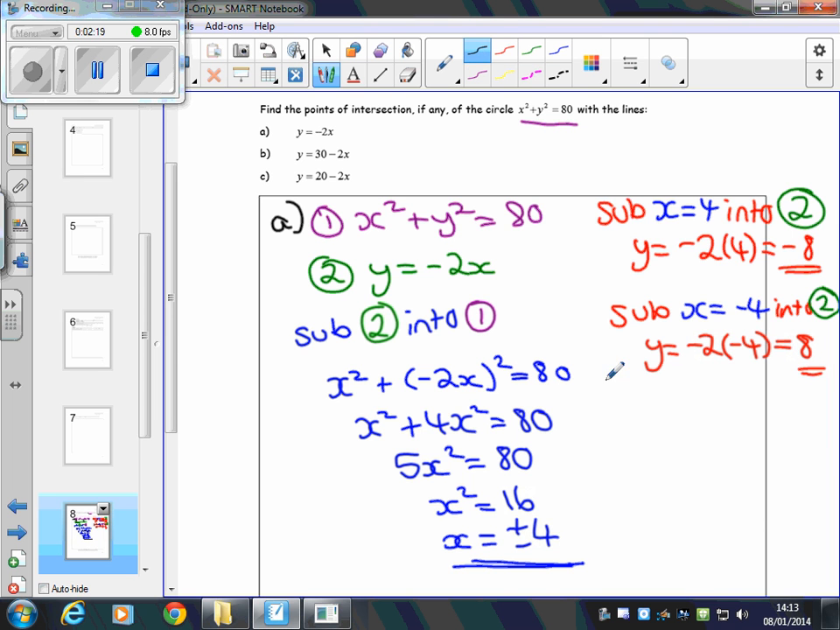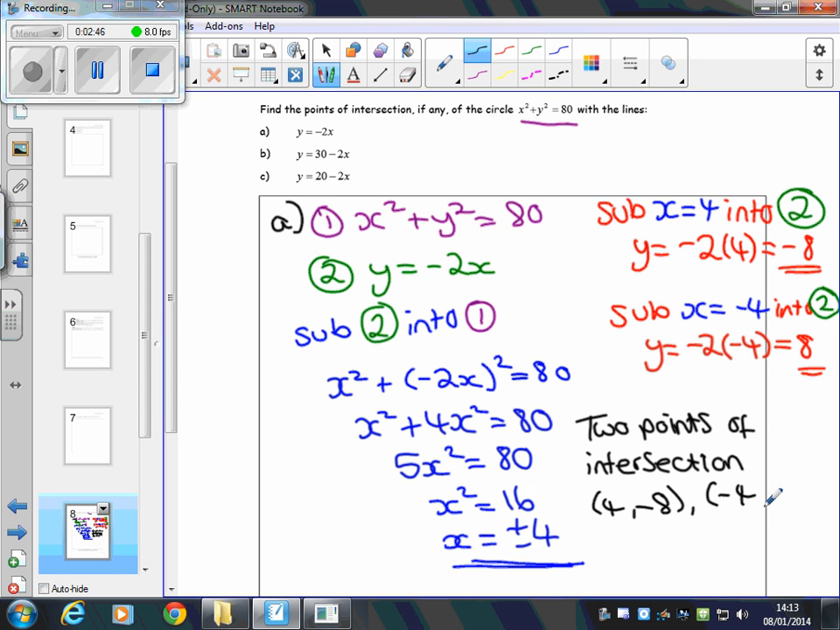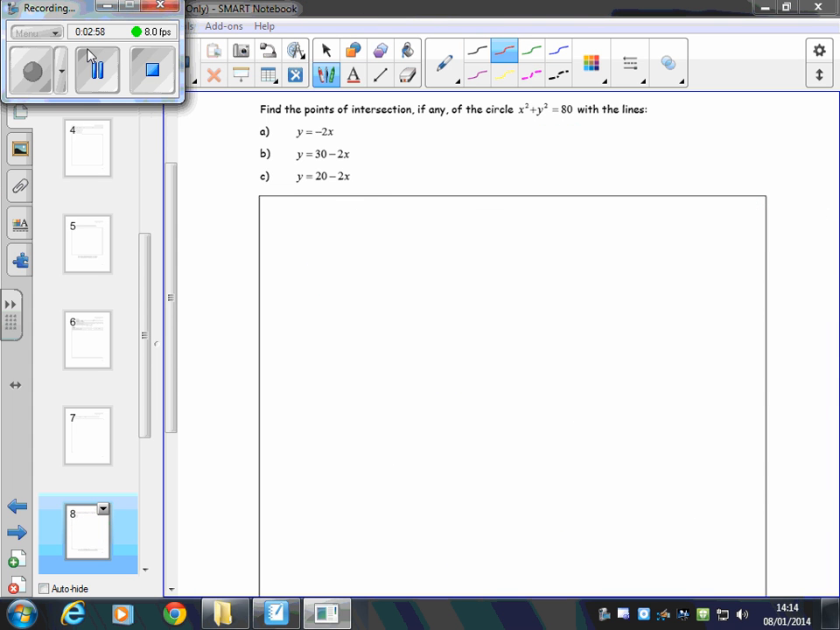So this all means that between this equation of a circle and this line, there are 2 points of intersection, which are, well, when I substituted in x equals 4, I got y equals minus 8. And when I substituted in x equals minus 4, I got the y value 8. So these are my 2 points of intersection between the circle and the line y equals minus 2x. So that is part A finished.